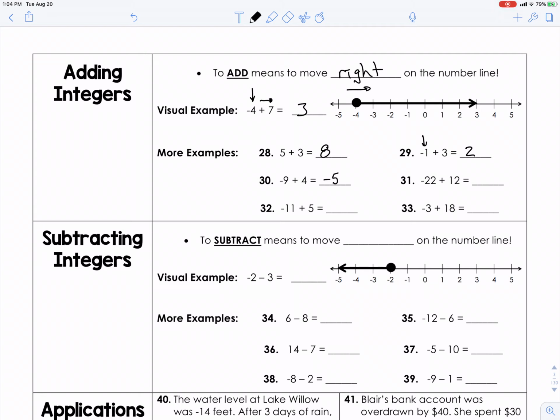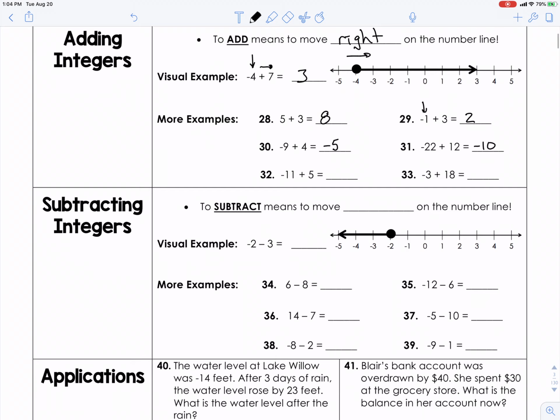31. I have -22 plus 12. So that means I've got to start at -22 and count to the right 12 units. Well, I know that that's -10. I will end up at -10 if I go 12 units to the right from -22 on a number line. Now here's where I'm going to ask you to do a little bit of work. I want you to do number 32 and 33 on your own. You can pause the video here if you want, and we'll pick up here in a second.